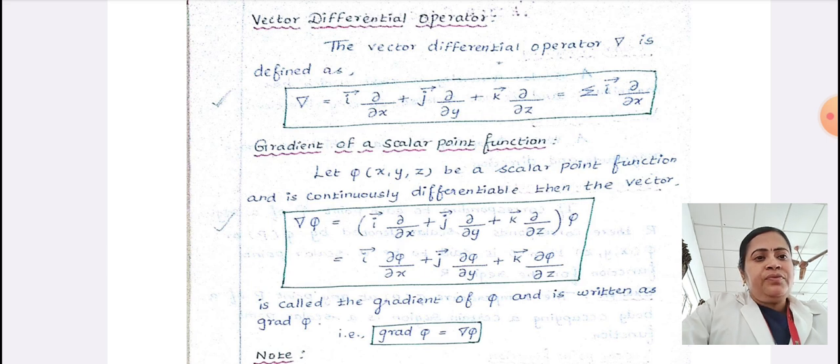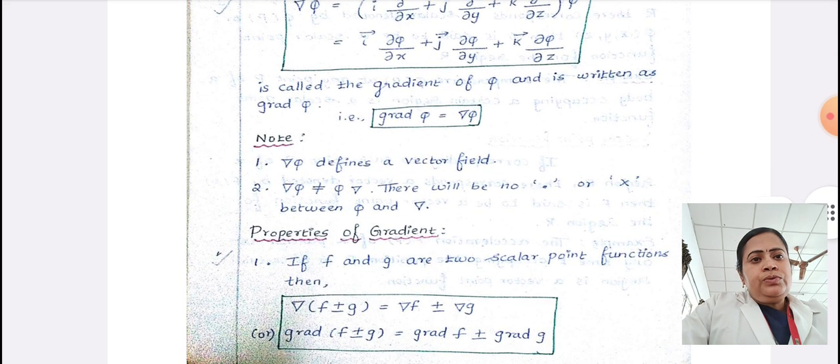When you operate this on phi, you get i vector into dou phi by dou x plus j vector into dou phi by dou y plus k vector into dou phi by dou z, and this is called the gradient of phi and is written as grad phi. So del phi defines a vector field, and del phi is not equal to phi into del. So there will be no dot or cross between phi and del.